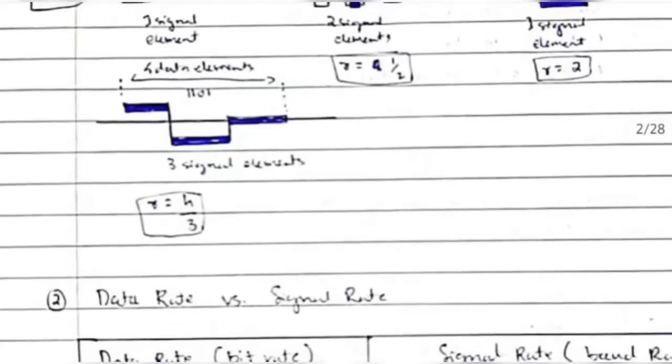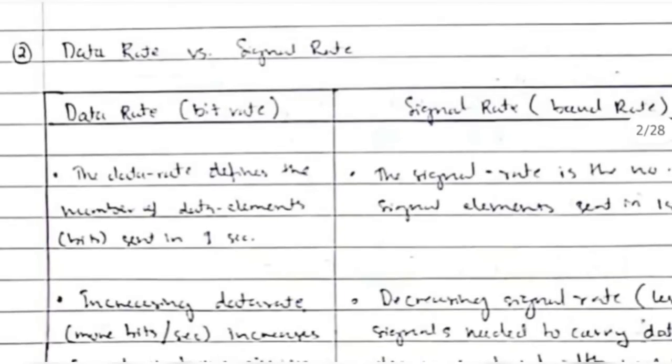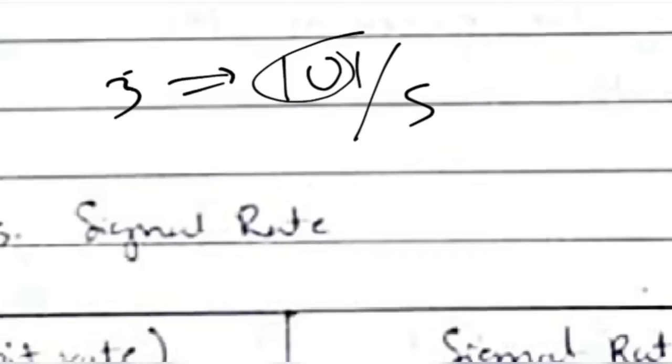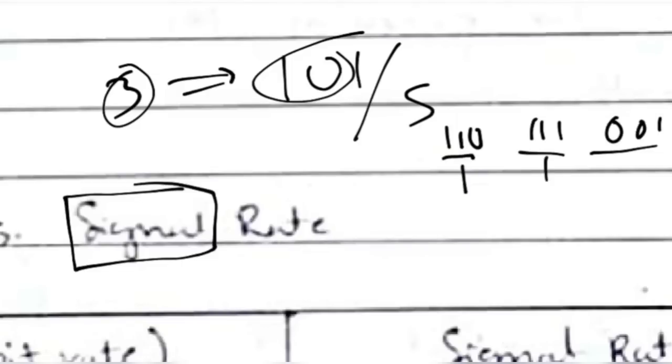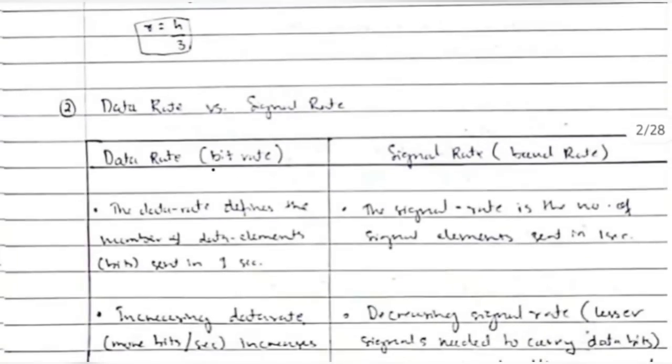The next thing you need to know is what data rate and signal rate are. Data rate, as the name suggests, is the amount of data transferred per second. So if I have 3 bits getting transferred per second, that's known as the data rate, which is 3. Signal rate means how many signals are getting transferred. Suppose there are 3 signals carrying the data 110, 111, 001. In this case one signal element, a second one, a third one, so 3 signal elements are getting transferred. That's known as the signal rate. These are also known as bit rate and baud rate.